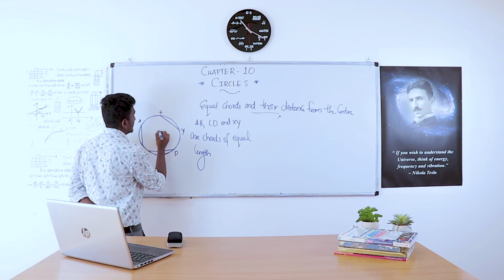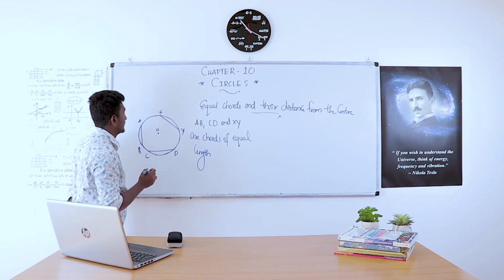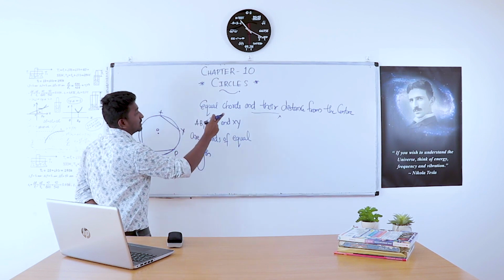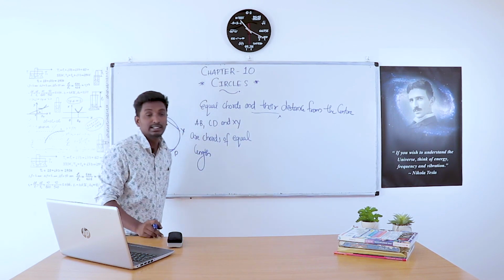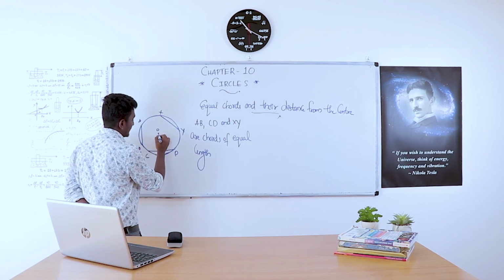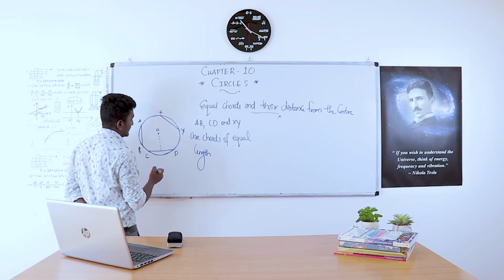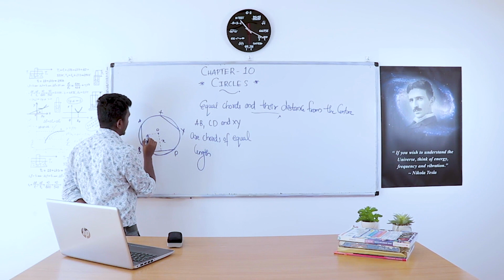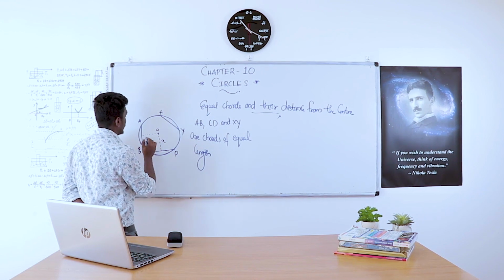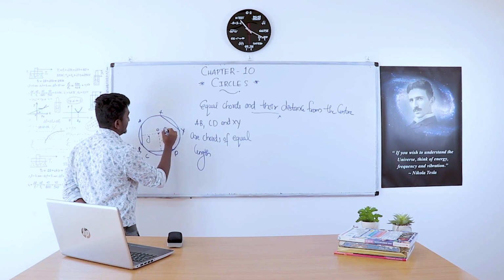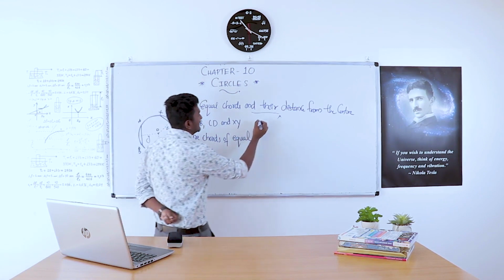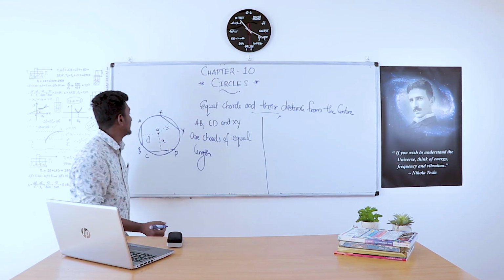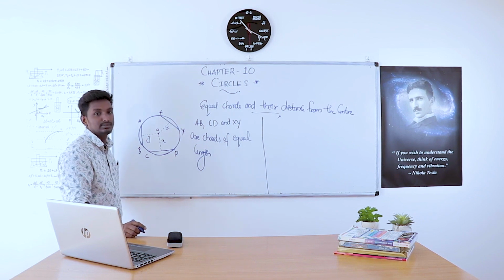Now, this is the center O. And what is the distance? Equal chords and their distance from the center, that is our condition. So, take the distance from the center to the chord CD as X, the distance from the center to the chord AB as Y, and the distance from the center to the chord XY as Z. Then what is in general regarding these distances X, Y and Z?